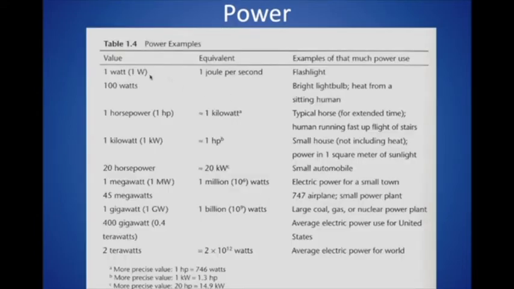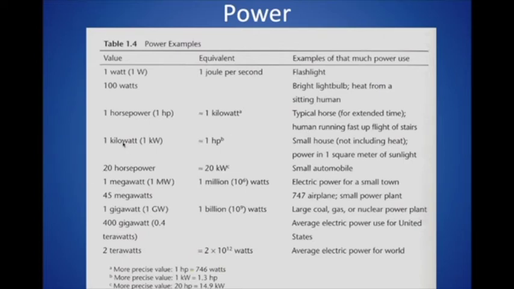Table of power here for various tasks. This again from the textbook. So a flashlight, for example, is about a watt. We did that in the lab. 100 watts would be an old incandescent light bulb, might be 100 watts. And a human being is typically about 100 watts. A horsepower is roughly a kilowatt. You can generate a horsepower of work by running up the stairs.